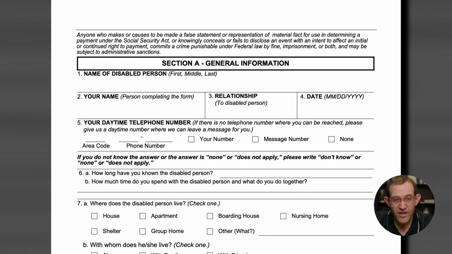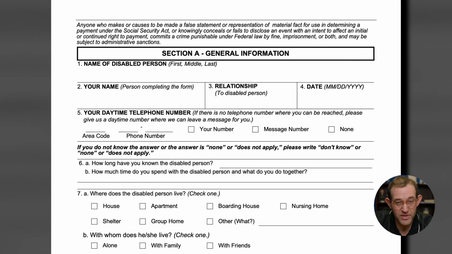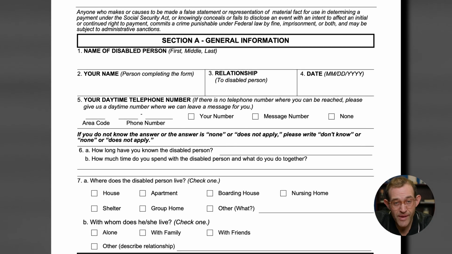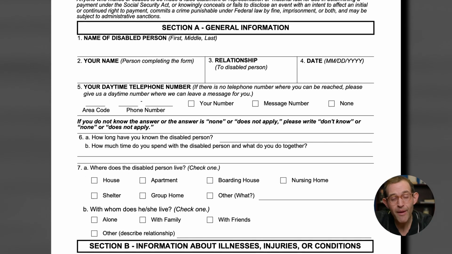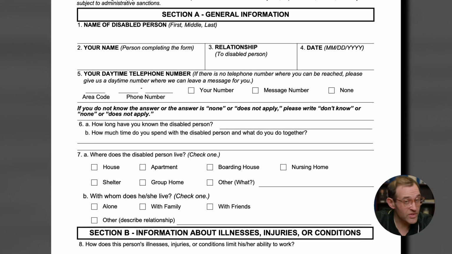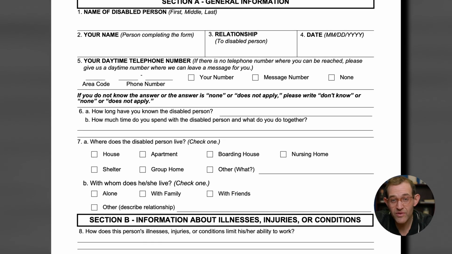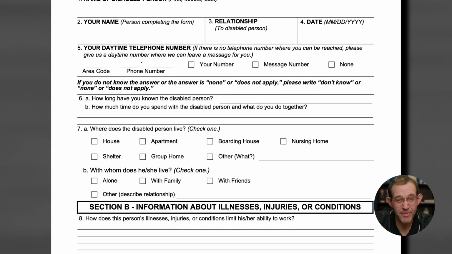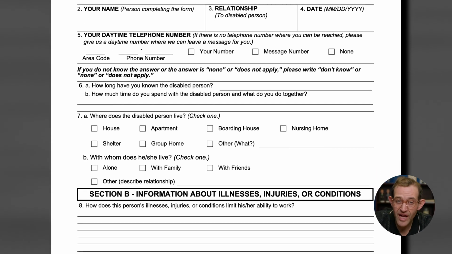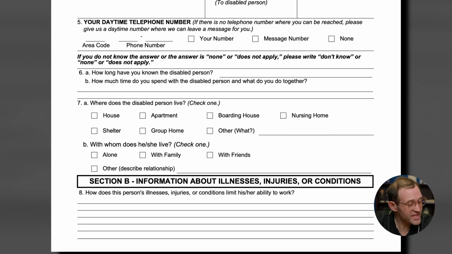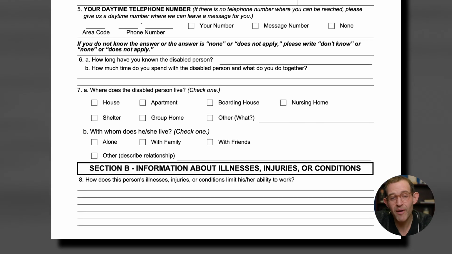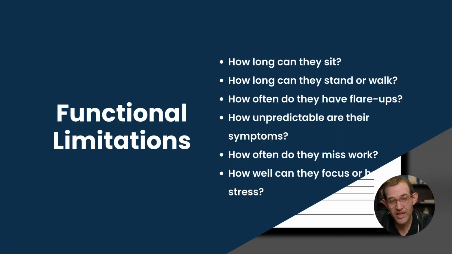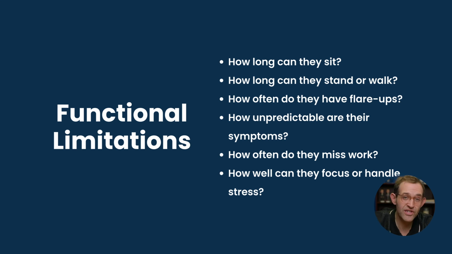At the beginning, you'll provide basic information about yourself and your relationship to the disabled person, including how long you've known them and how much time you spend with them. Be honest and specific. If you see them daily, say that. If you see them a few times a week, say that. Context matters. When the form asks how their conditions limit their ability to work, this is not about job titles. It's about practical limitations. Things like difficulty standing, sitting, concentrating, interacting with others, keeping a schedule, handling stress, or maintaining pace.